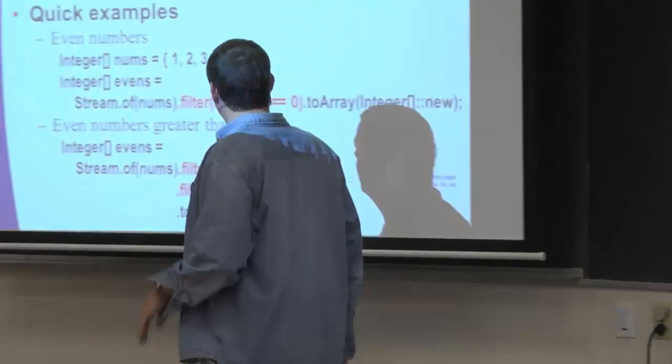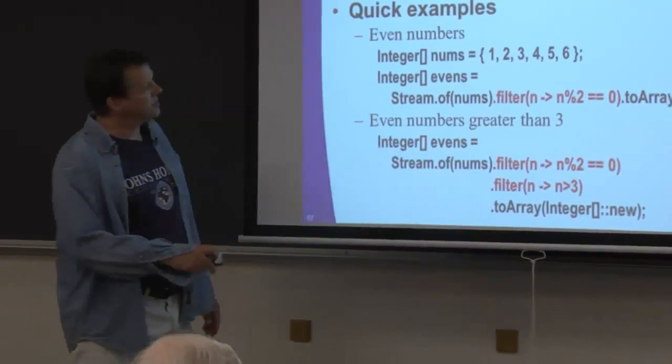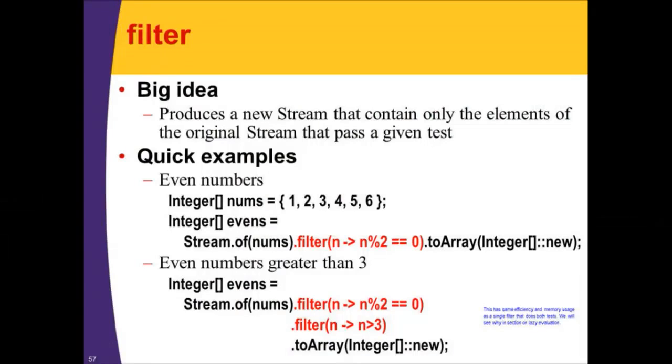All right, so let me give you a couple more examples of the methods. Filter is more or less what we wrote before, except this built-in one is better. Keep the things that pass this test. So given a stream of numbers, keep only the even ones. This funny syntax means turn it into an array at the end. Keep only the ones that are even and greater than 3.